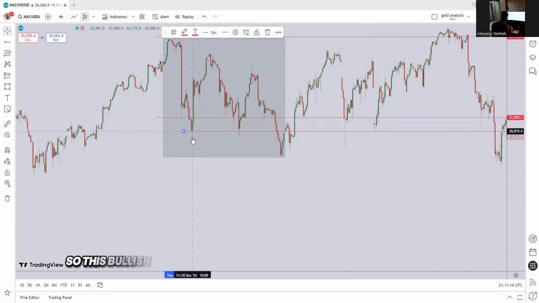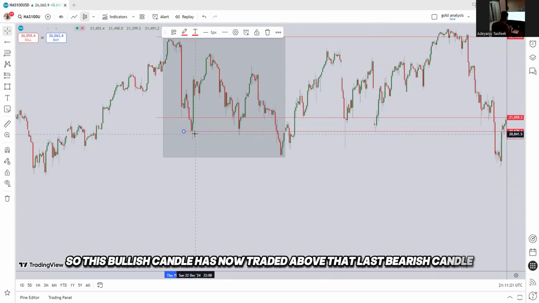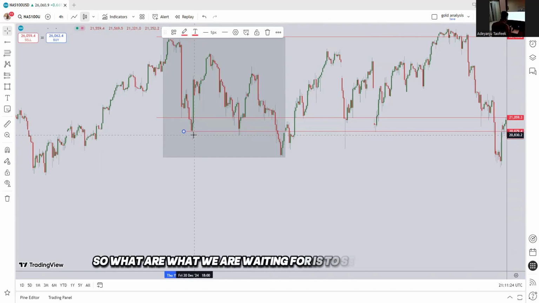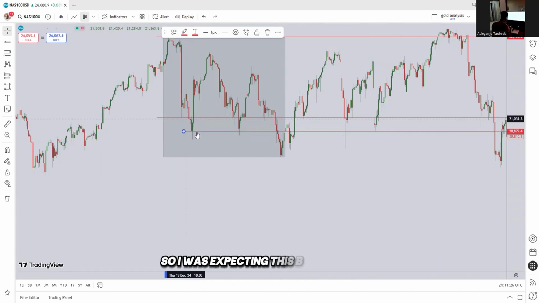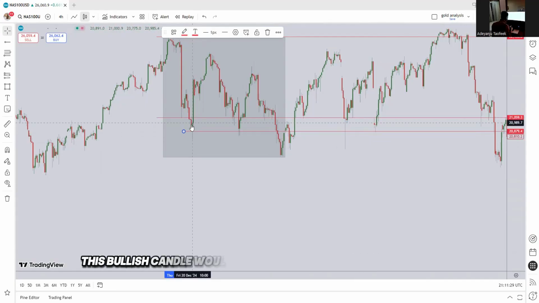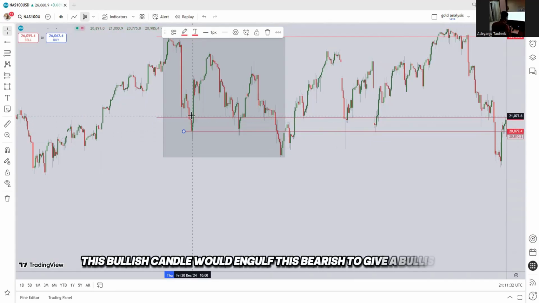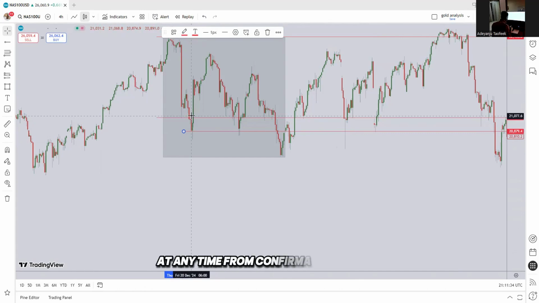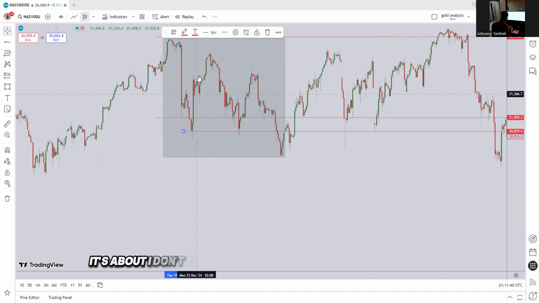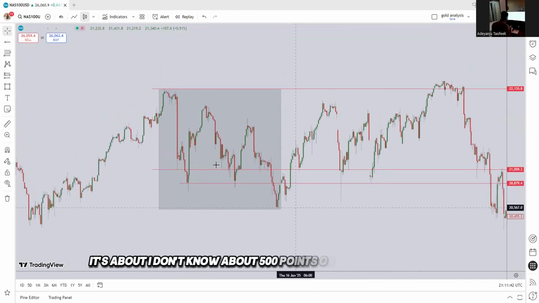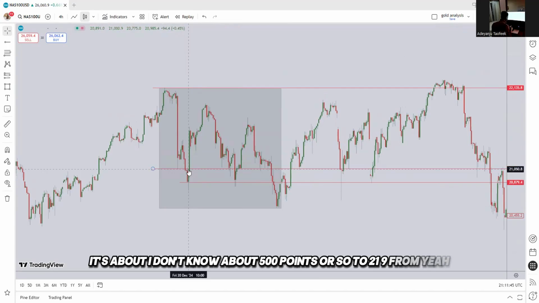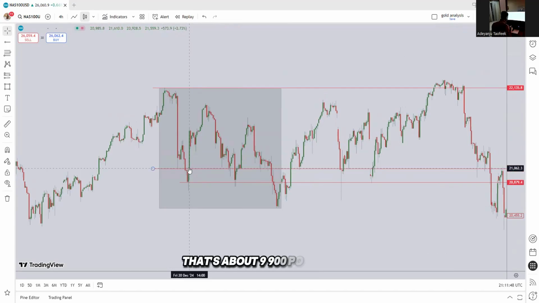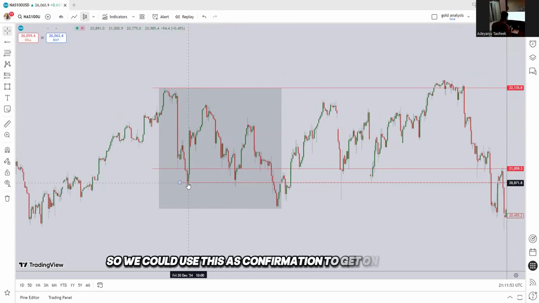So this bullish candle has now traded above that last bearish candle. What we are waiting for is to see an engulfing. I was expecting this bullish candle to engulf this bearish one to give a bullish daily time frame confirmation for buys, for a full buy to the upside. It's about 900 points to 21.9. But it did happen, so we could use this as confluence to get on the trade.